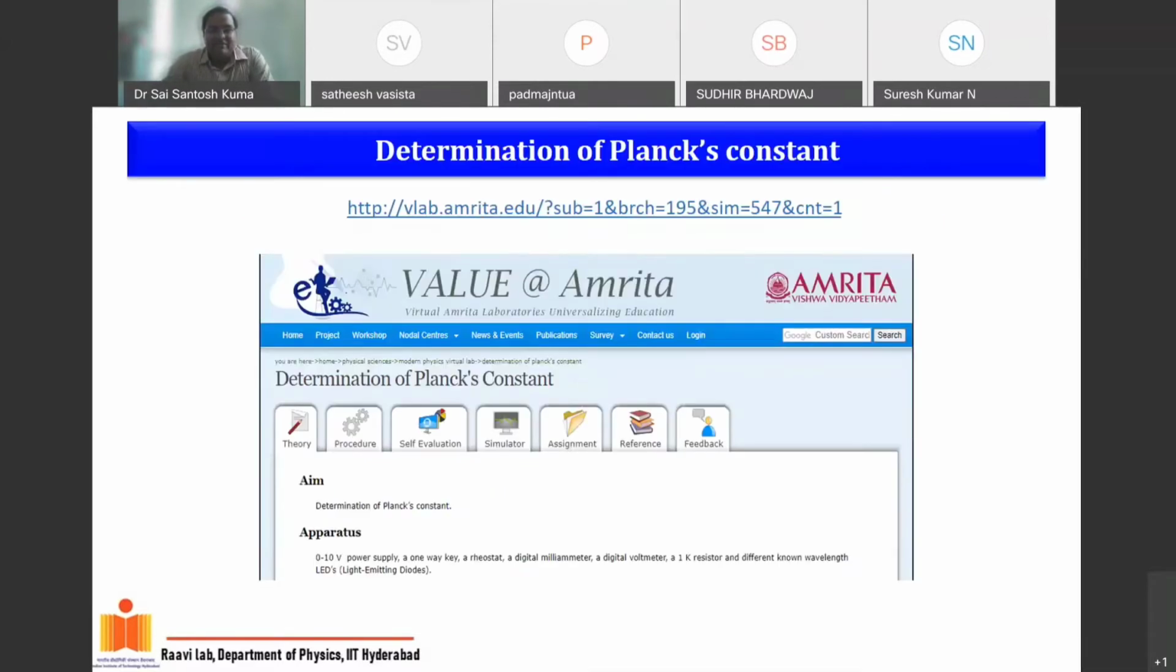Right. So this is the first experiment, determination of Planck's constant. This is taken from the majority of the physical sciences experiments. So you can just go to their website or type Amrita Vishwavidyapeetham VLabs, and you will get all these things. So this is the URL, vlab.amrita.edu, and you're going to see a lot of other things. This is taken under the theme of physical sciences, modern physics virtual lab, demonstration of Planck's constant.